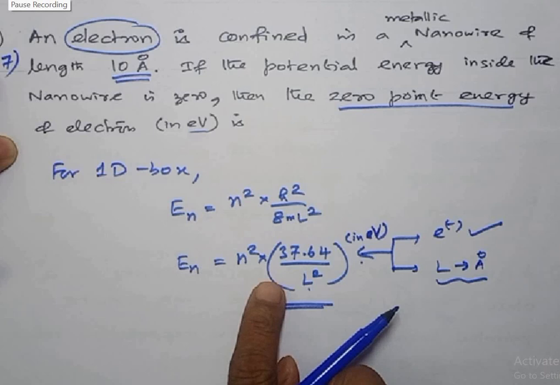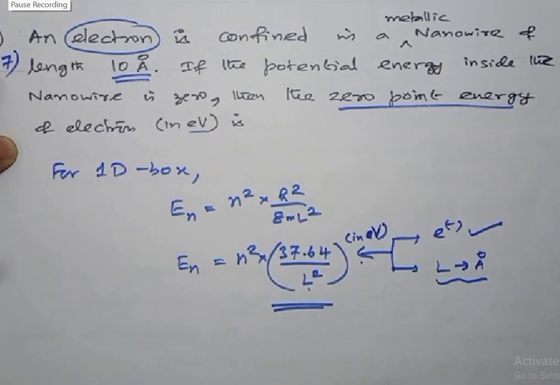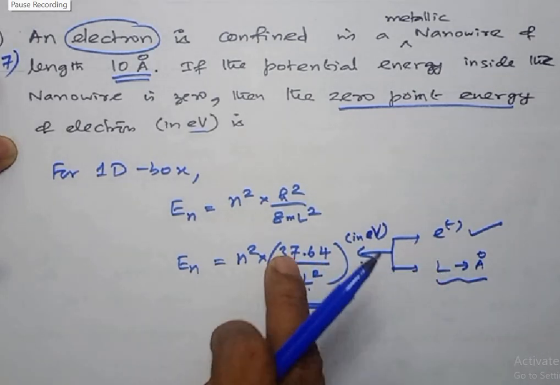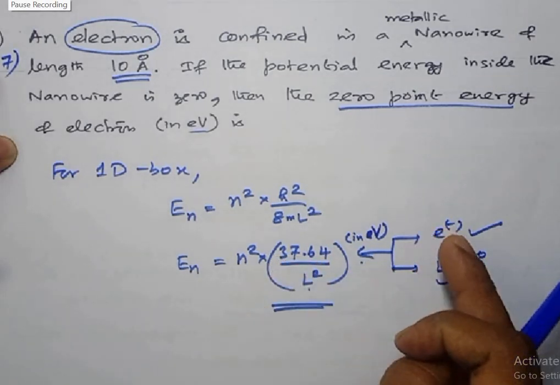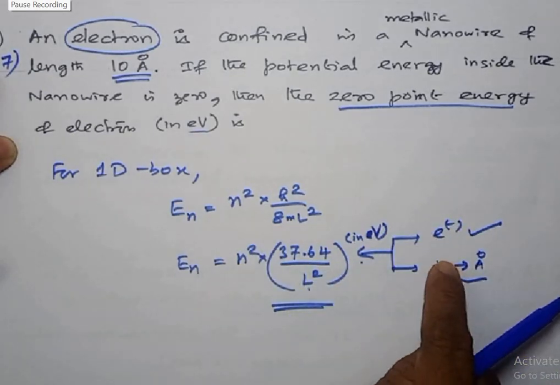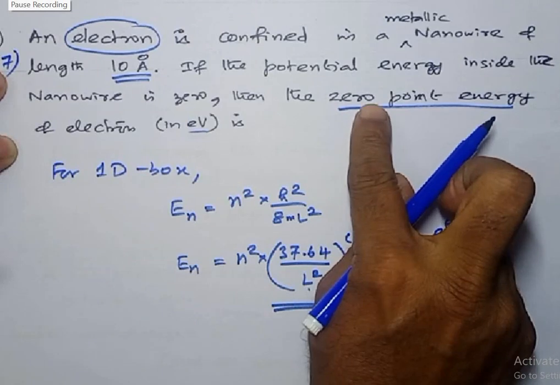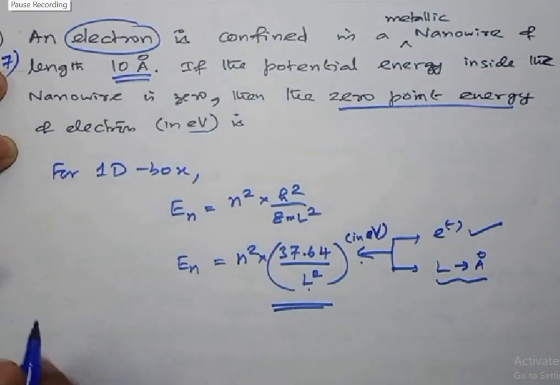Observe carefully, use this formula and you will get energy directly in electron volt. But there are two conditions: the particle should be an electron, and length should be in angstrom unit. If length is given in nanometer, you should convert it into angstrom unit and then substitute. That's all. Simple. Now, in the question they are asking the zero point energy of the electron. What is zero point energy? Zero point energy is nothing but the n value equal to 1.